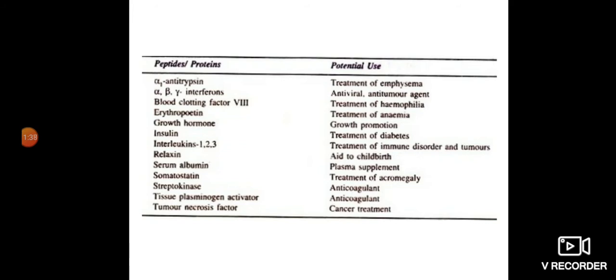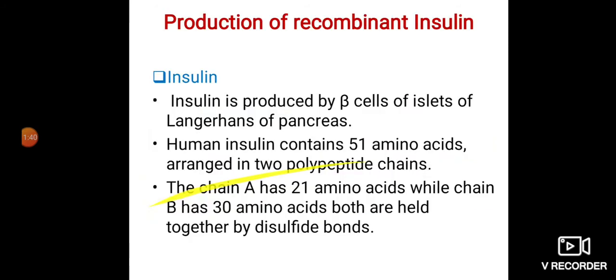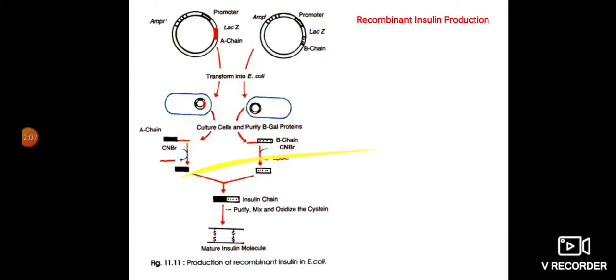Here I'll be mainly concentrating on the production of insulin protein, which is done through this recombinant DNA technology nowadays. Insulin, we all know, is a 51 amino acid protein carrying two polypeptides, produced by the beta cells of islets of Langerhans. It has an A chain of 21 amino acids and a B chain of 30 amino acids. Both are held by a number of inter and intra disulfide bonds.